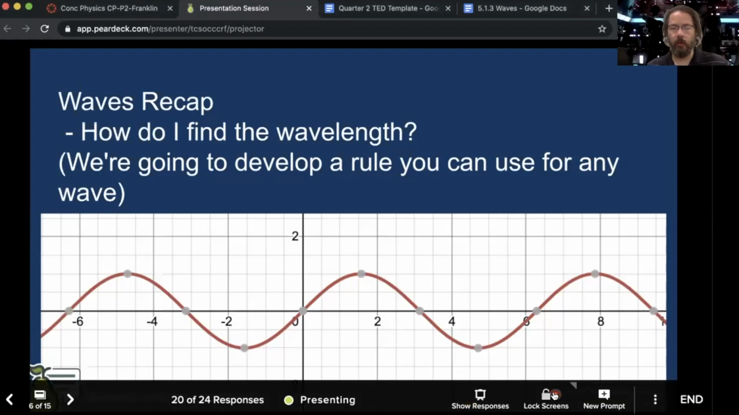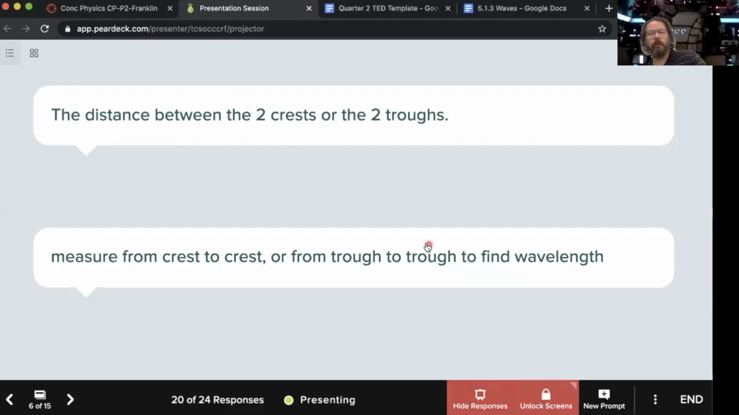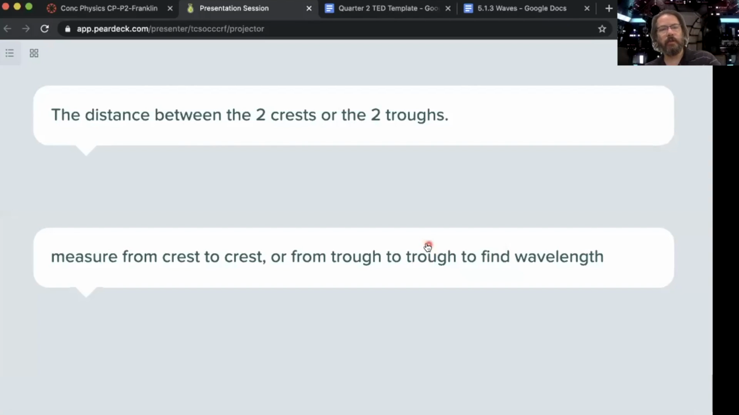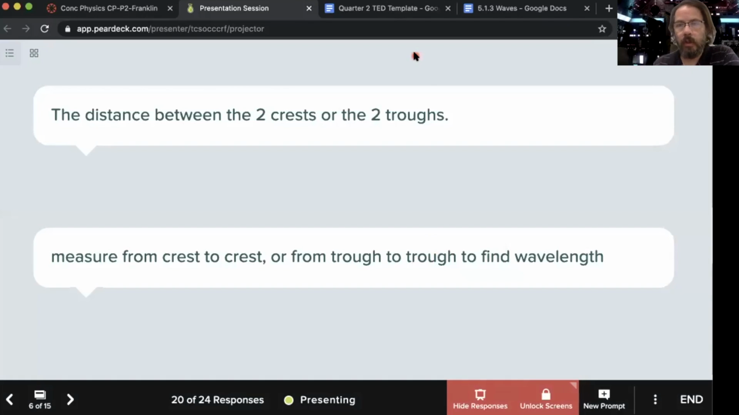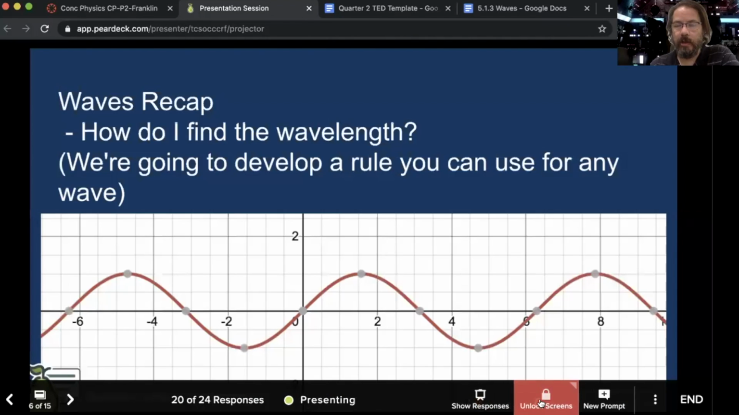So let's take a look at what a couple of you have said, and then we'll come back and talk about it. So I'm gonna pause you for a second if you are typing. So this is the top, both of these are what you should have learned back in elementary school even. The distance between the two crests or two troughs. More easily said, probably measure from crest to crest or trough to trough. Which means we got to know what a crest and a trough is, which I don't know if it actually talks about those in the video. I forget. But the crest is the top of the wave.